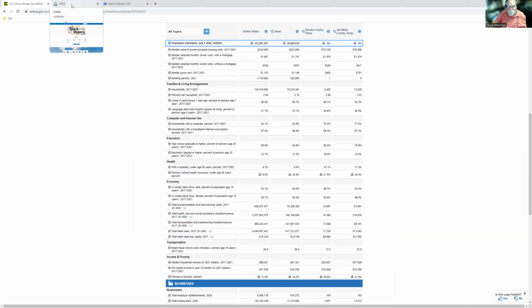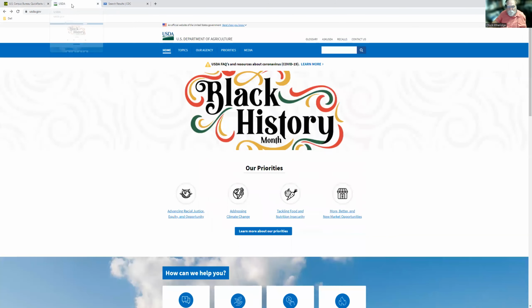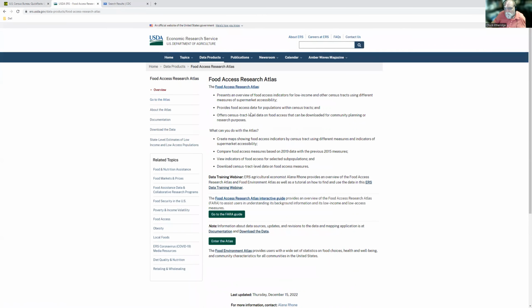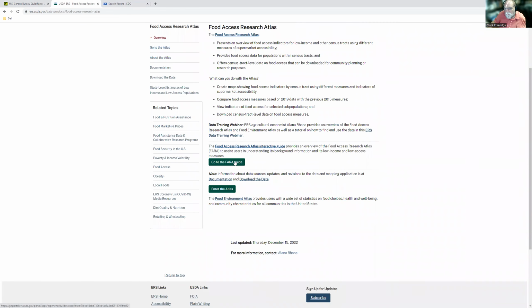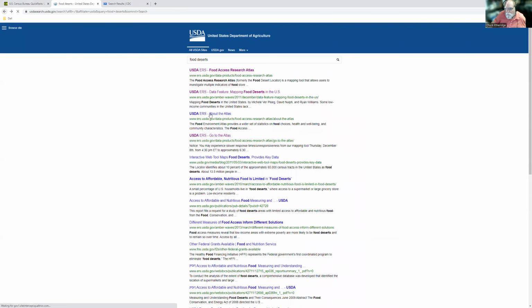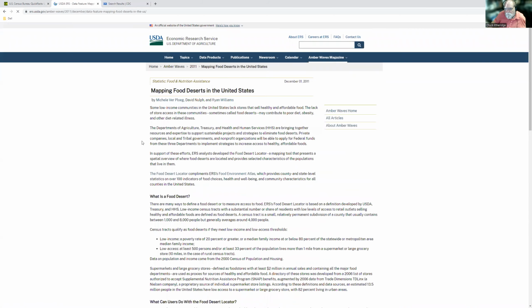Another way to look at this would be to look at the United States Department of Agriculture. And let's just look at the term food deserts, because we're talking about, again, lack of access to food. And food deserts, well, there's actually a definition here. So you've got these tools, food access research outlets, and mapping food deserts in the United States.